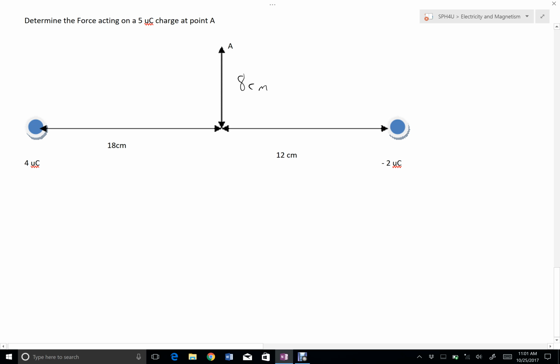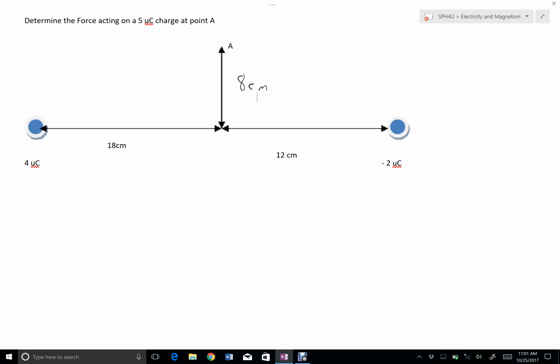Okay, here we're going to do a calculation involving finding a force, an electrostatic force acting on an object. There's nothing particularly hard about this calculation, but it is going to be a little bit long and time consuming. So here's our situation here.